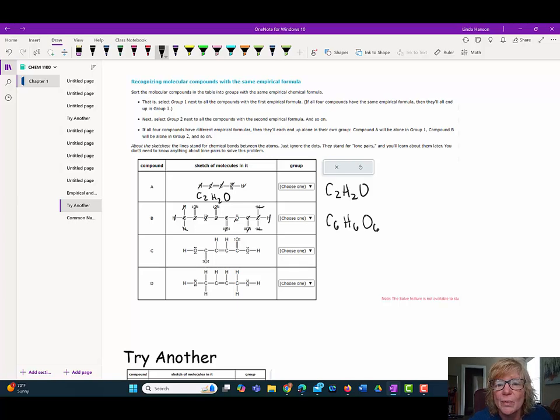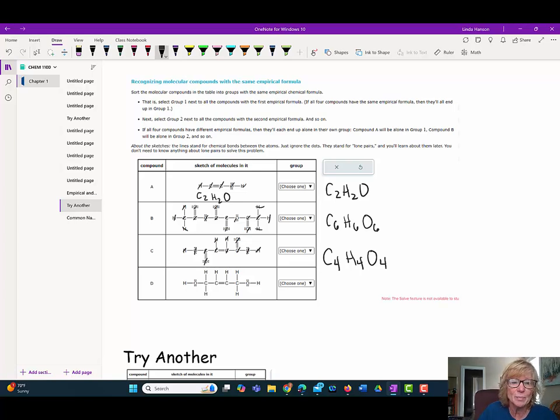I'm just going to re-record that one so we can create kind of a column of compound A through D going down. Let's do the next one, starting with your carbons. 1, 2, 3, 4. There's 4 carbons there. Let's do hydrogens. 1, 2, 3, 4. H4. And let's count oxygens. 1, 2, 3, 4.